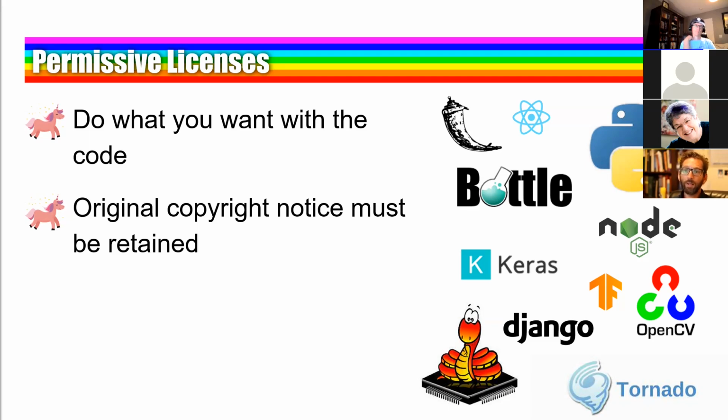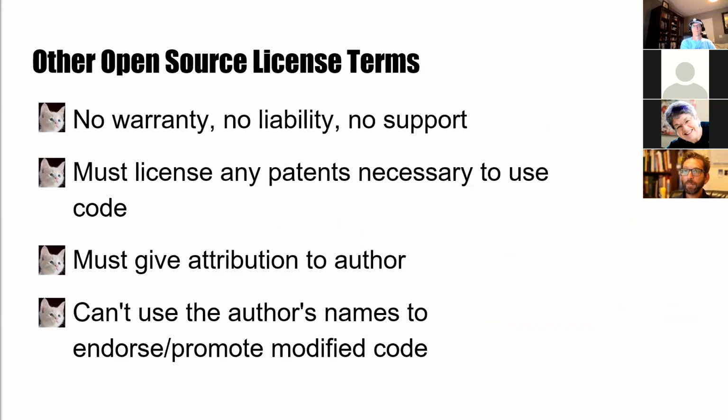A sponsor can create goodwill by helping produce code for the common good while retaining the ability to use the resulting code in their own proprietary projects. There are many terms and conditions that are common to both protective and permissive licenses. Like proprietary software licenses, many open source licenses disclaim warranties, liabilities for damage, and software support. Some open source licenses require licensing of any contributor-owned patents that would be infringed by the software.